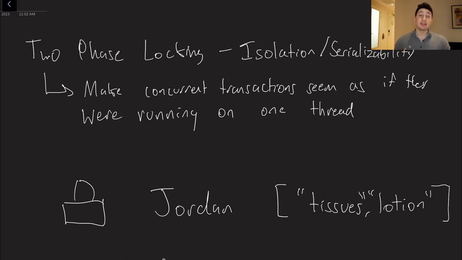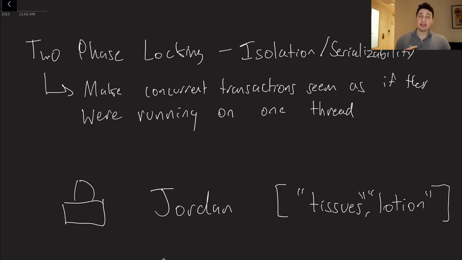Two-phase locking is just another method of achieving isolation or serializability, which effectively just means that when we have a bunch of transactions going on concurrently within our database, it seems as if they were just running one at a time. In our last video, we discussed how we would do this by literally running them one at a time, in terms of actual serial execution. However, for today, we're going to figure out a better way of doing that by using locking.